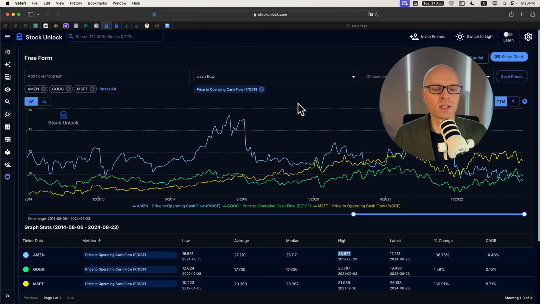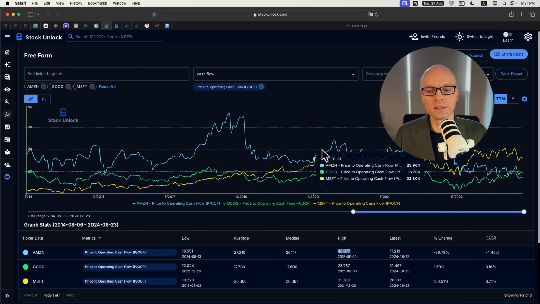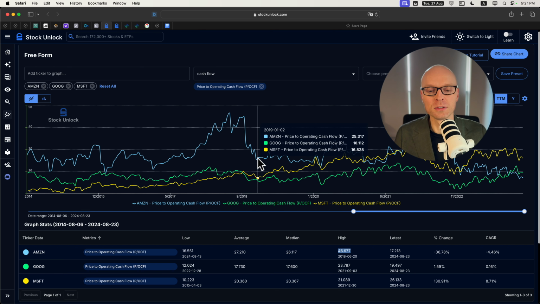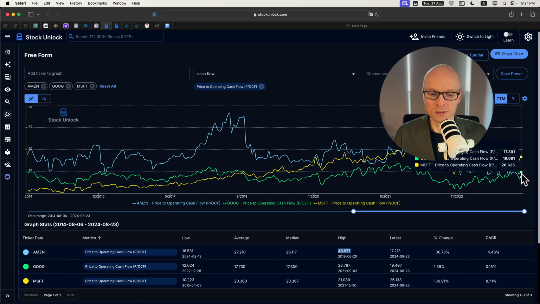Let's move to the Stock and Lock website. And here I'm going to compare Amazon, which is this blue line, to Google and Microsoft. I will use price to operating cash flow as the metric, because as you can see, over the last 10 years, Amazon was overvalued compared to these two companies. But at the beginning of last year, in 2023, it flipped and Amazon became undervalued. As you can see, it was as low as 16 times price to operating cash flow, the average was 27, the median 26, and as high as 46, and the latest is 17.